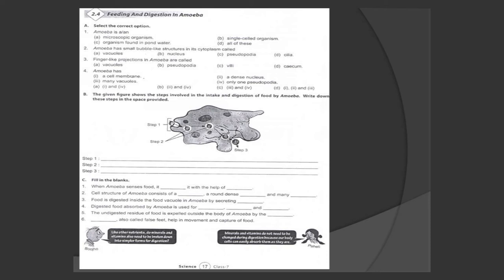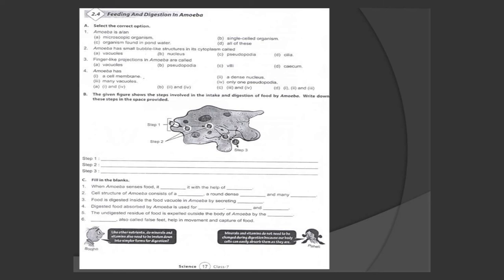Forming the food vacuole, and then in step 2 it starts digesting. So step 2 is digestion. Then after digesting, the undigested food material is sent out. So that is step 3, egestion. So the marking is step 1 ingestion, step 2 digestion, step 3 egestion. You should know how to fill it up like that. Are you clear?